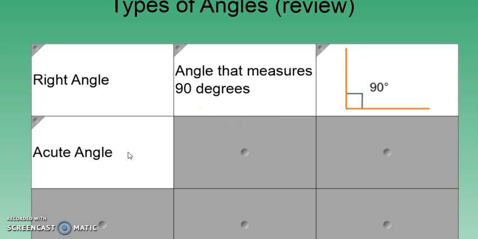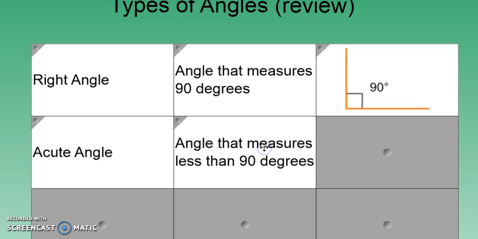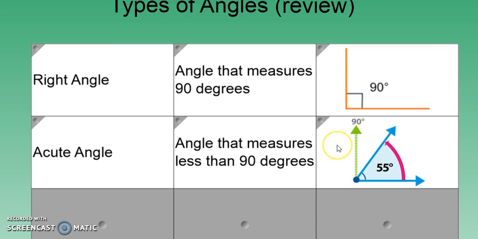Next we have an acute angle. And an acute angle is an angle that measures less than 90 degrees. Now you might have ways to remember acute, like cute, tiny babies. That means less than 90 degrees. Whatever trick you use, just remember. And then for acute, I've shown that here's our 90-degree mark, and it's less than 90 degrees.